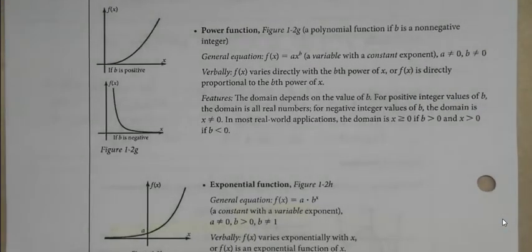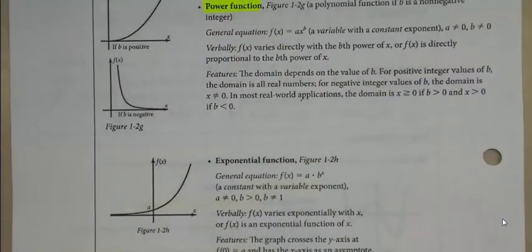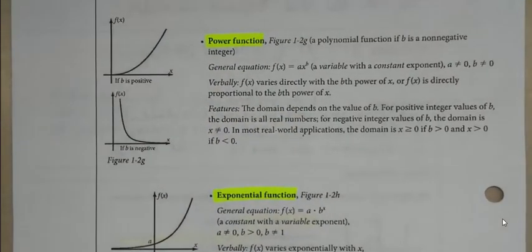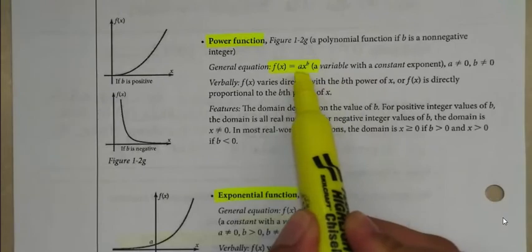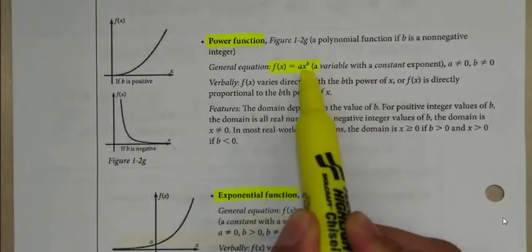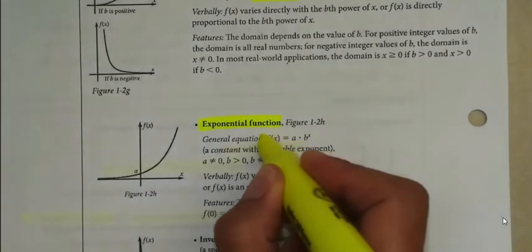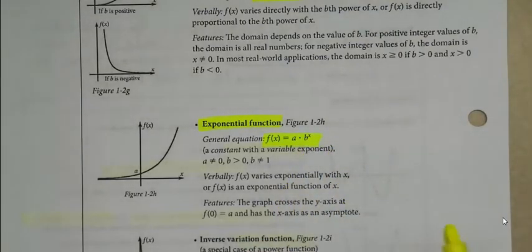So then we have the power function. The power function and the exponential function, these are very similar to one another. The power function, the general equation is a times x raised to the b. So your independent variable is your base, whereas in an exponential function, your independent variable is your exponent.